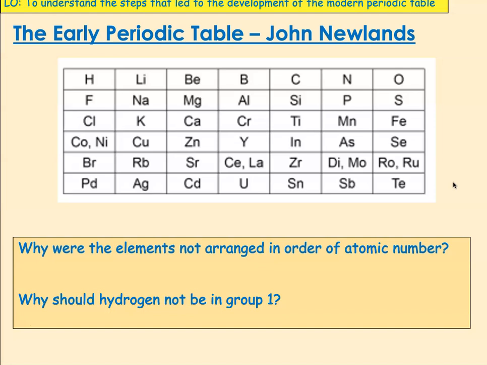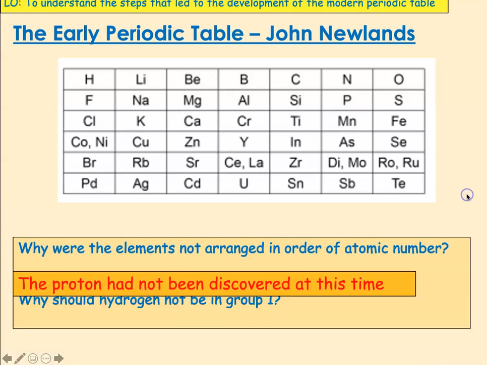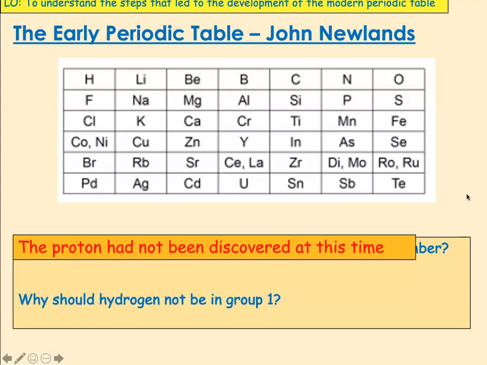What I want you to do is pause the video and try and answer these 2 questions. Okay, welcome back. So why were the elements not arranged in order of atomic number? Now, in order to be able to answer that question, you have to fully know what atomic number means. So it means the number of protons. Well, it wasn't ordered in the number of protons because protons hadn't been discovered at this time.